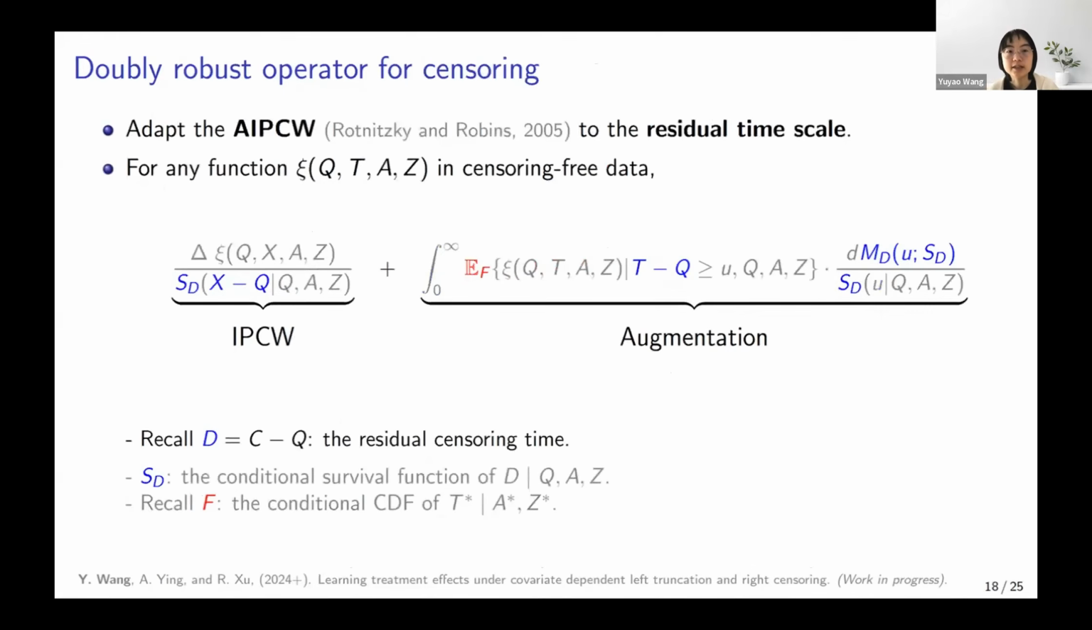For handling censoring, we consider this augmented IPCW operator, which is adapted from the existing IPCW to the residual time scale to further address the complication of the truncation-induced informative right censoring. The two nuisance parameters involved are S_D, which is the conditional survival function of the residual censoring time given truncation time, treatment and covariates, and F, the conditional distribution function of the event time given treatment and covariates.